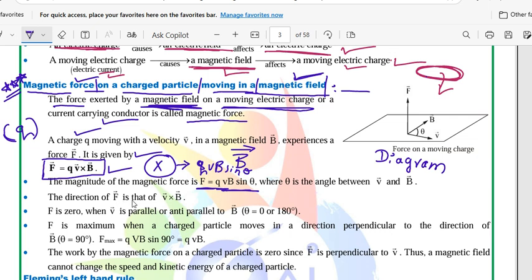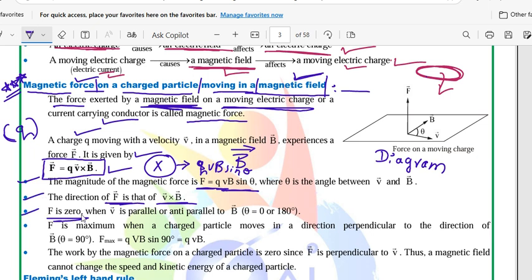So the direction of force is that of v bar cross B bar. See, suppose here v bar cross B bar is there. Am I right? So that force is always perpendicular to these two vectors. Is it or not? So the direction of F bar is that of v bar cross B bar. This is clear to you.